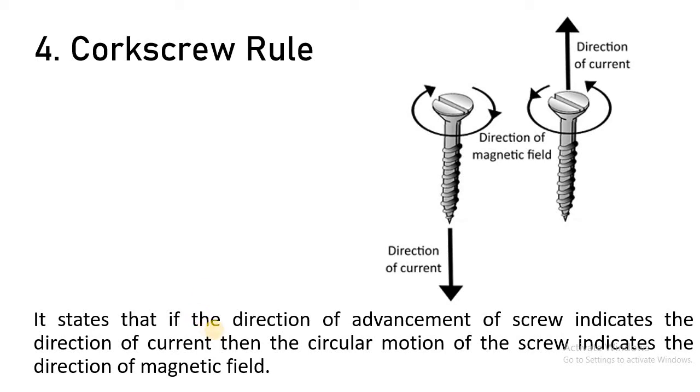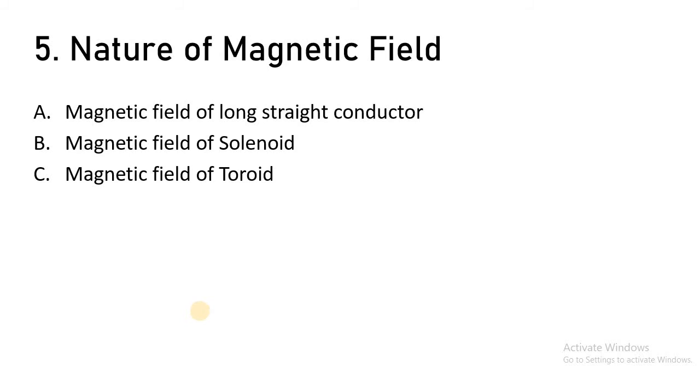the nature of magnetic field in the different types of conductors. Now there are three types of conductors we are going to study. One, the magnetic field in a long straight conductor. Second, the magnetic field in solenoid. Third, magnetic field in toroid. Okay, now just see one by one.